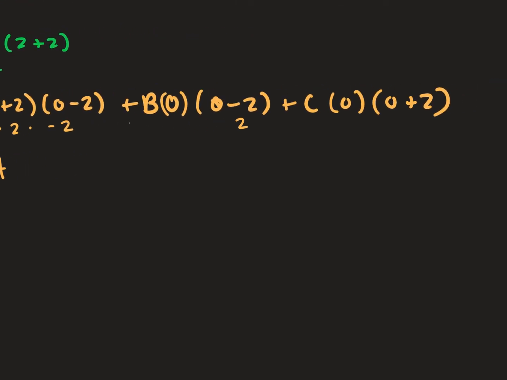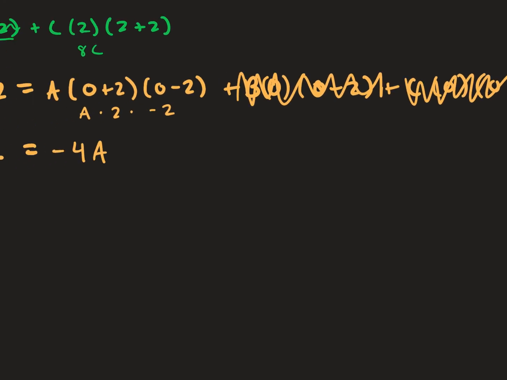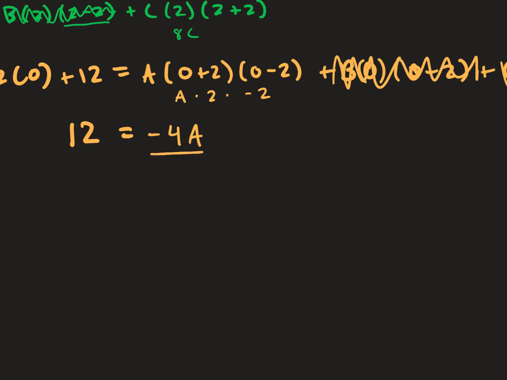The b's cancel because 0 times b is just 0. And then the c's cancel because 0 times c is 0. Divide both sides by negative 4. So what does a equal? Negative 3. So I have a, b, and c.